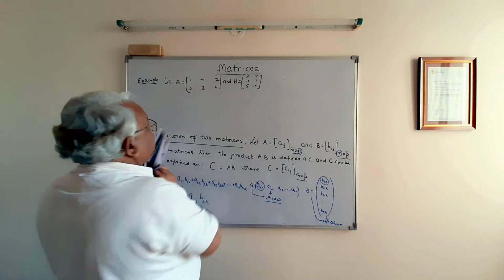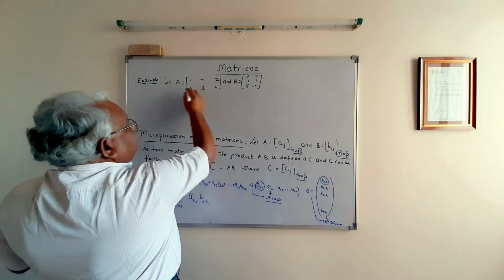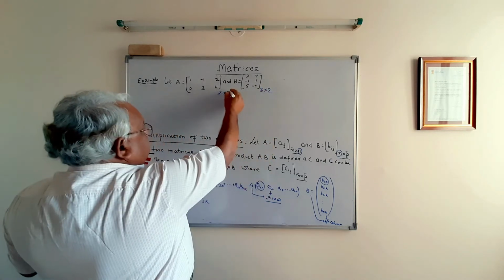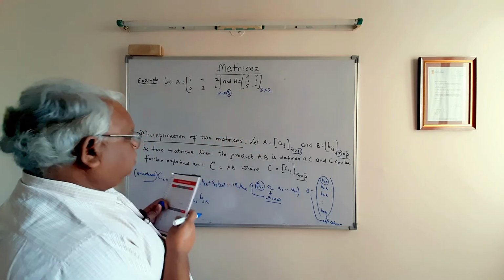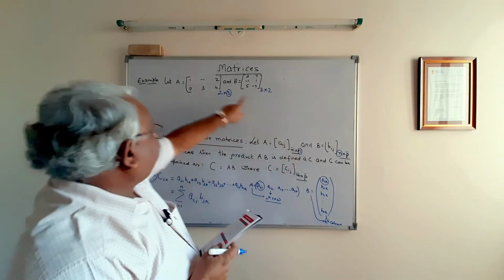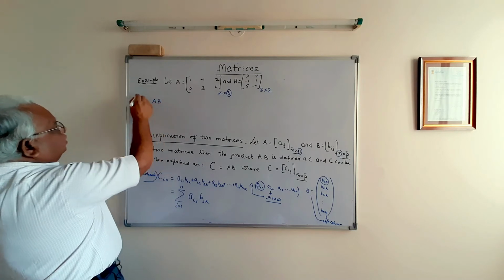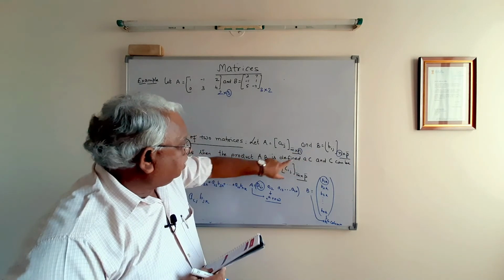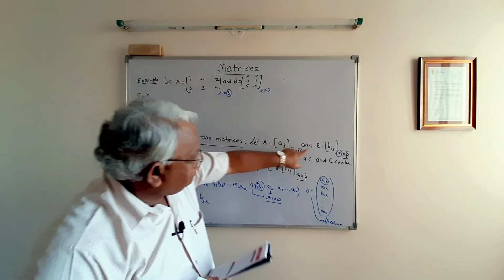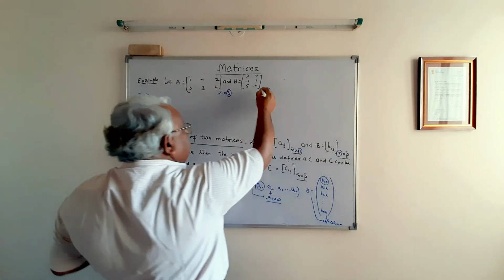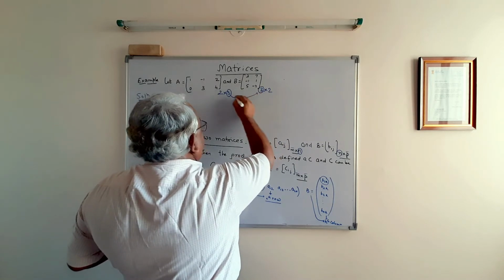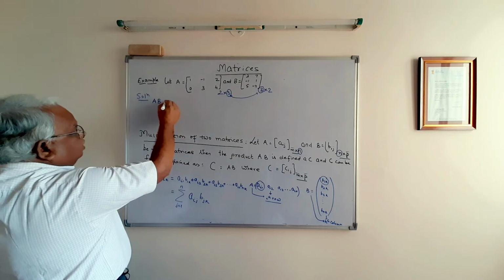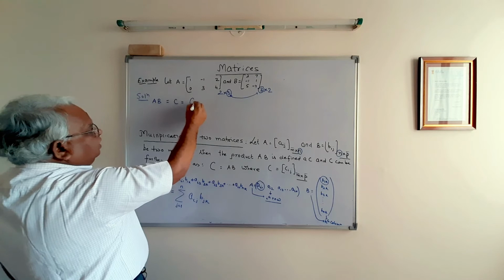Let us write the order. This matrix has order 2 cross 3 and this matrix has order 3 cross 2. I want to define AB, right? So when you are talking about AB, the number of columns in the first matrix must be equal to the number of rows in the second matrix. These two must be identically the same. Then AB is equal to C, which is C_ij.